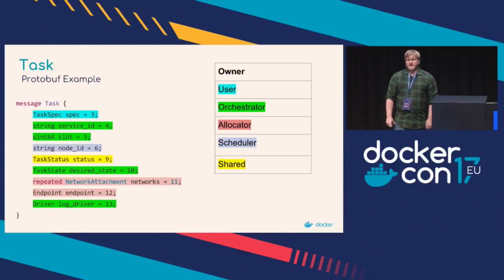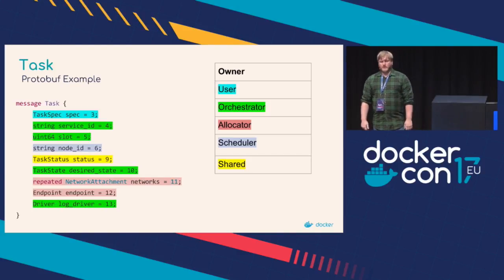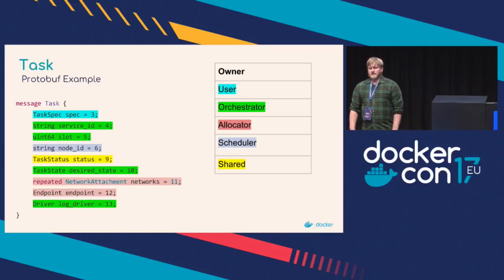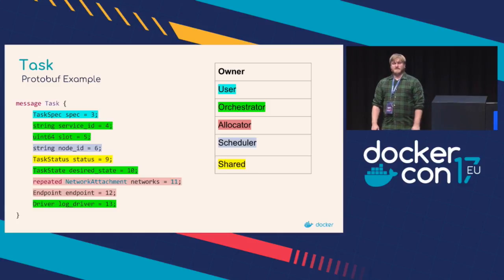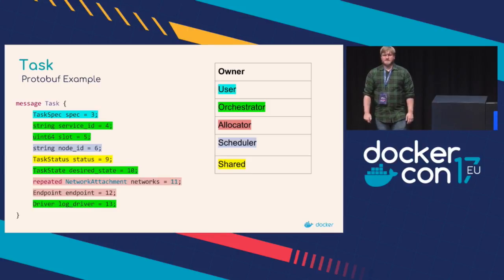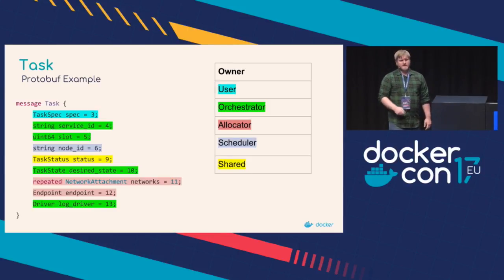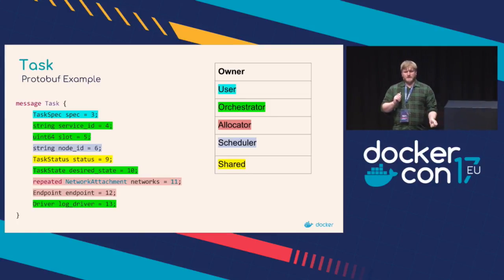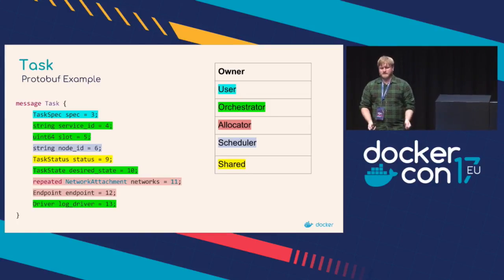So we can see that different parts of the system own different fields. For example, the task spec is owned by the user, and the allocator owns the network attachments and endpoint fields. The interesting one here is the shared field, which is task status. And this is a little challenging because the task transfers from the manager into the worker. And if they're both writing that task status field, they could disagree.